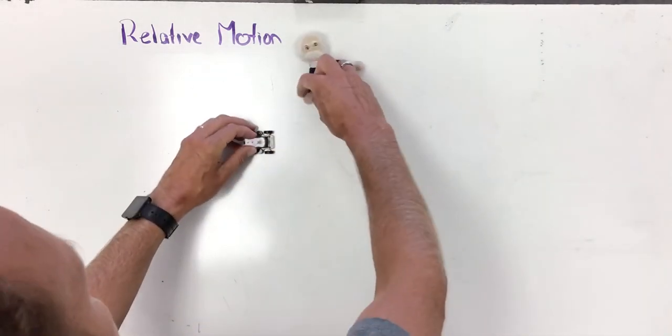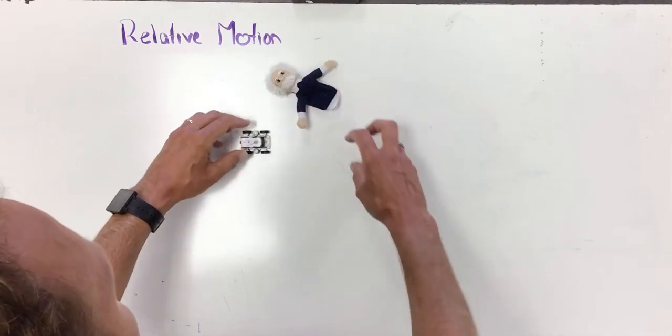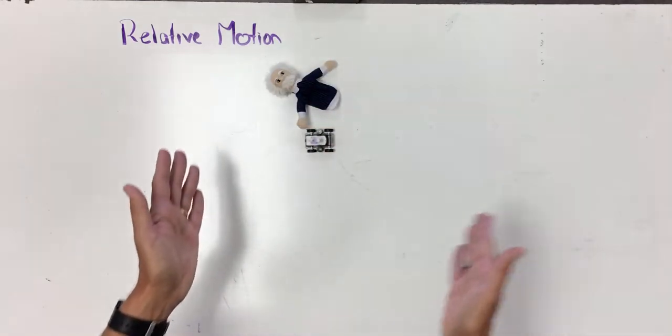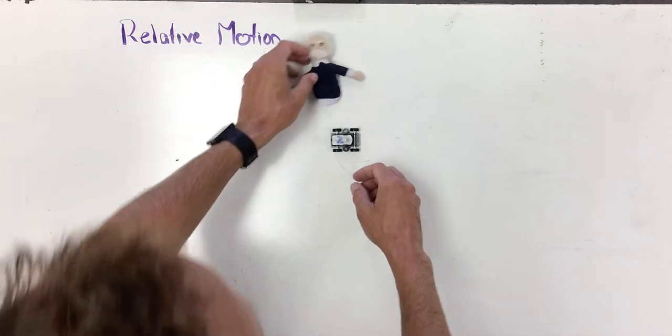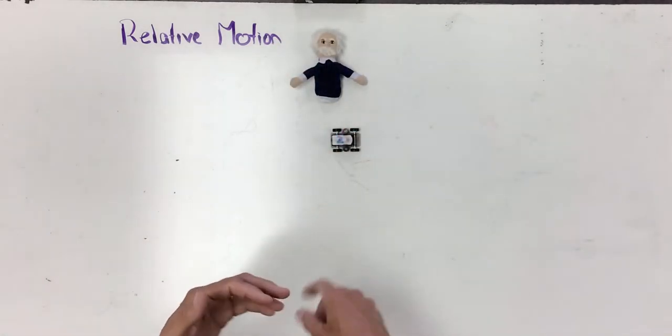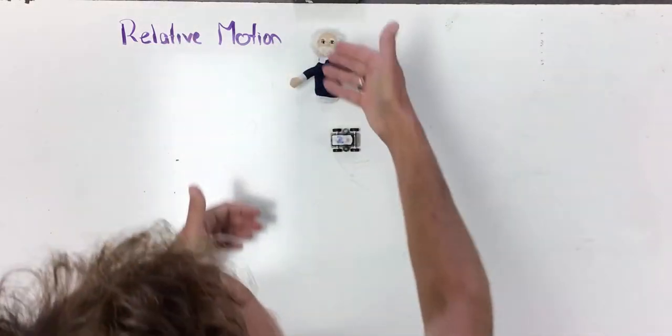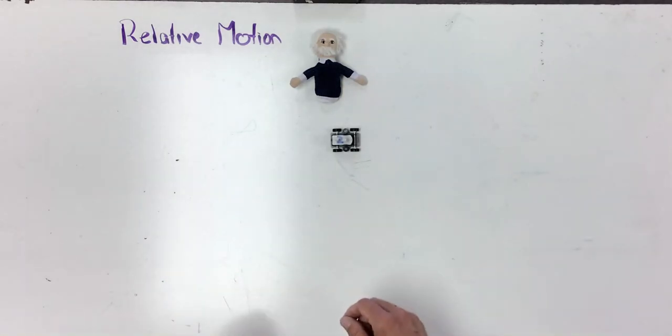If the car was close enough and he could sort of reach out his hand and high five the car as he drove by, he would feel that high five at 2 kilometers per hour. So the motion of the car is 2 kilometers per hour relative to Albert. And Albert's just chilling, hanging out on the ground.